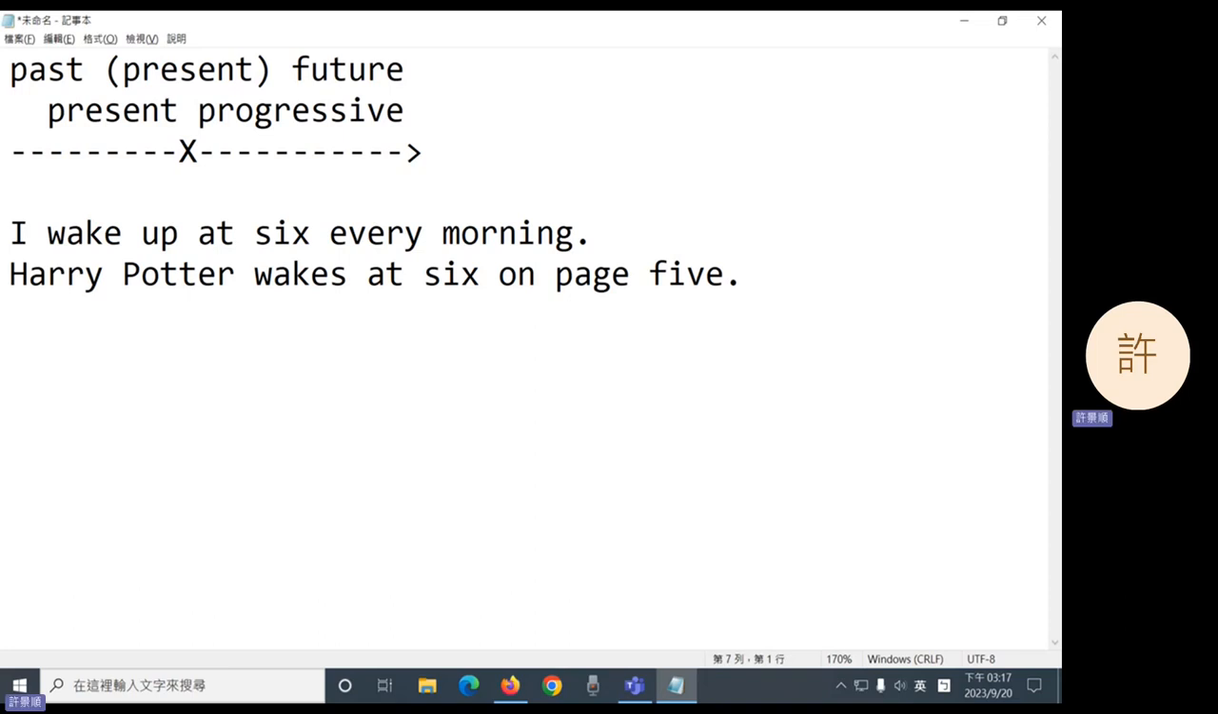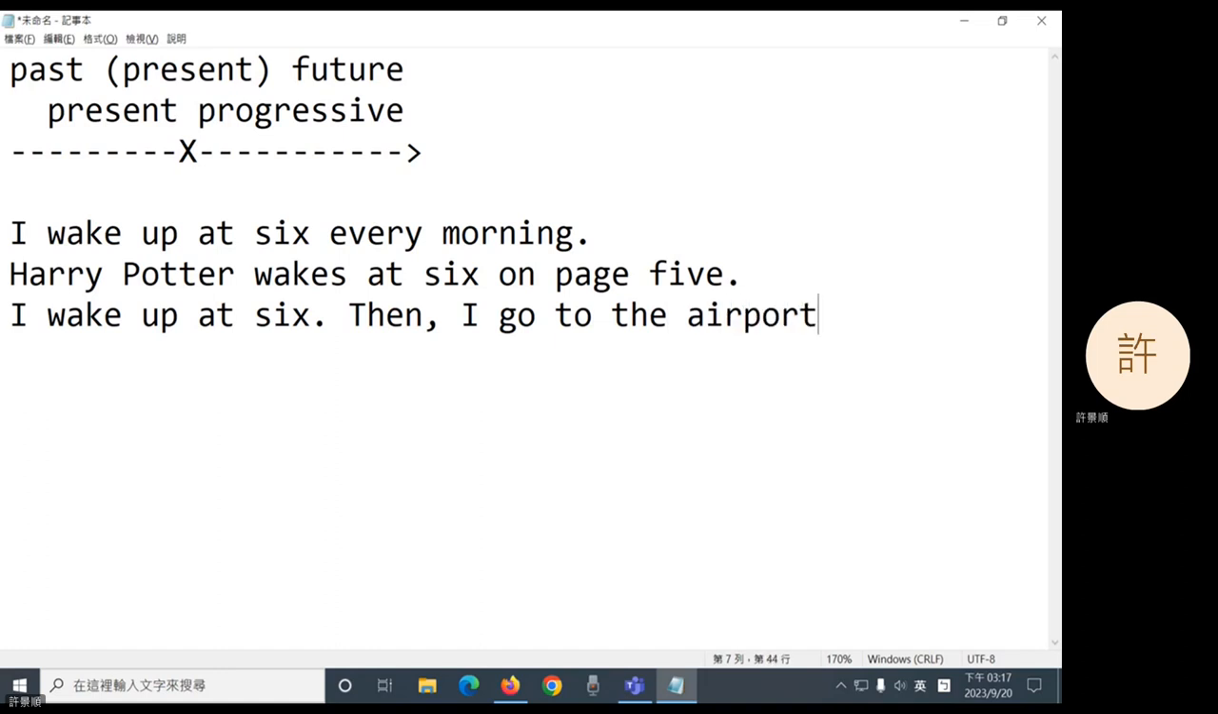So this leads us to the third situation. When you're talking about a plan, for example, if my friend asks me, "Oh, you're going to the US tomorrow. When do you plan to leave?" I might tell my friend, "Oh, I wake up at 6, then I go to the airport." It's one thing, and it's not written down, but it's a plan.